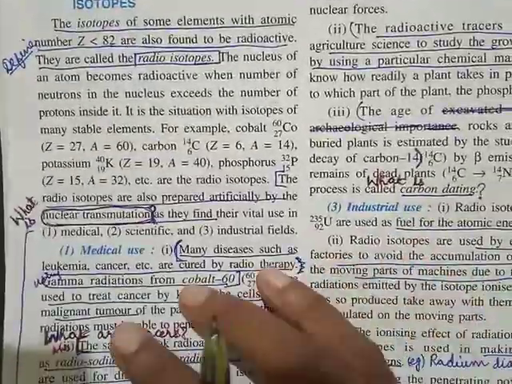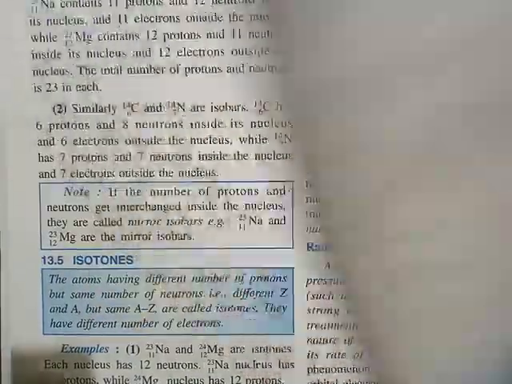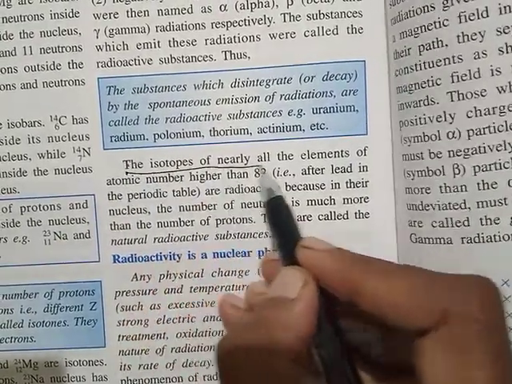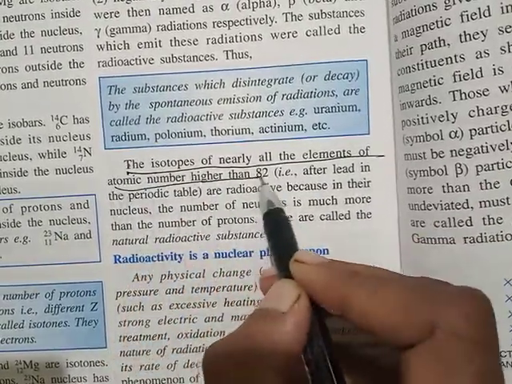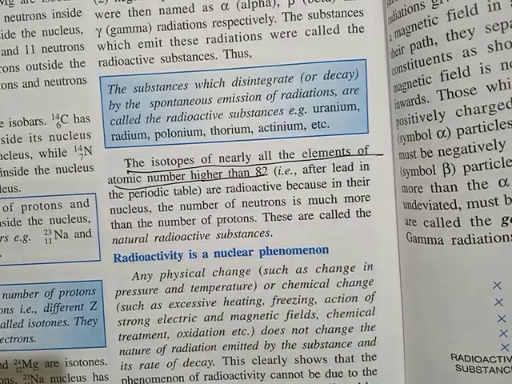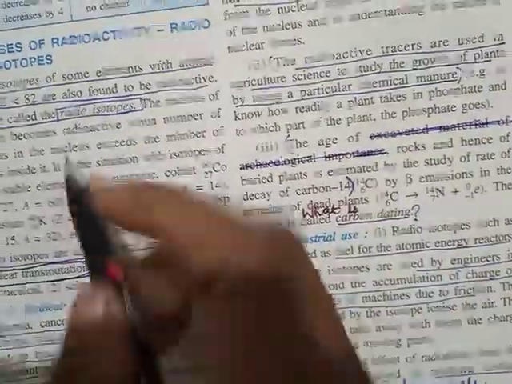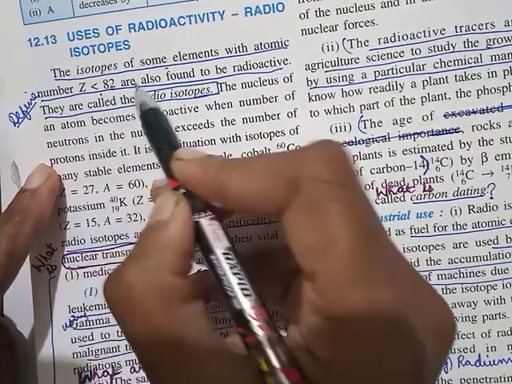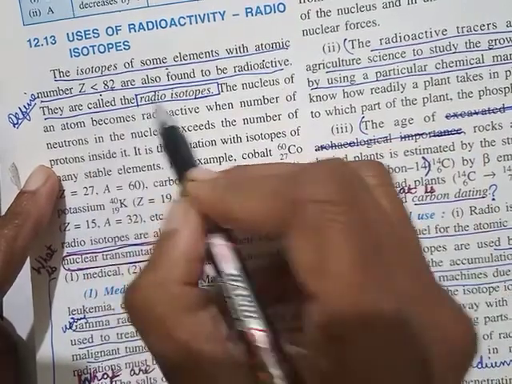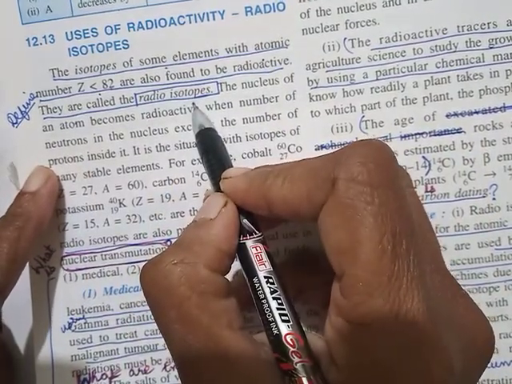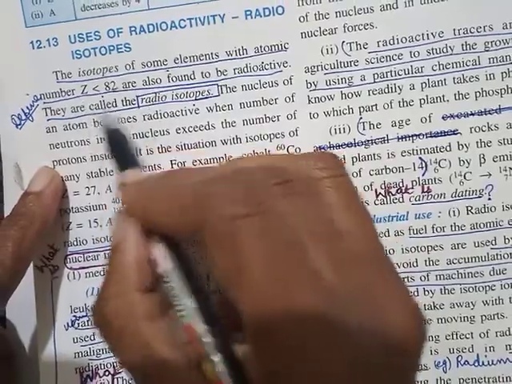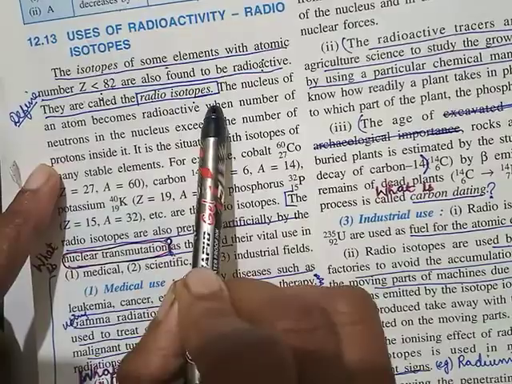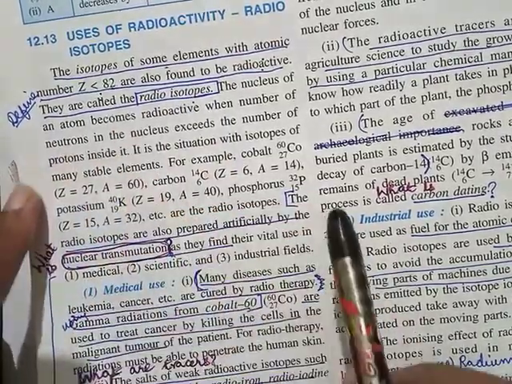Now you know which elements are supposed to be radioactive. We saw that isotopes of nearly all elements of atomic number higher than 82 are naturally radioactive. But the isotopes of some elements, even with atomic number less than 82, are also found to be radioactive, and they are called radioisotopes. Few of them are exceptions. Even though their atomic number is less than 82, they are still radioactive. So what are radioisotopes? This is the definition.